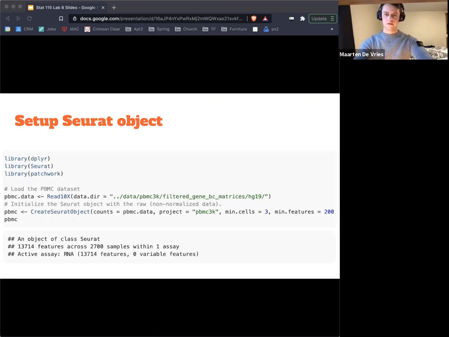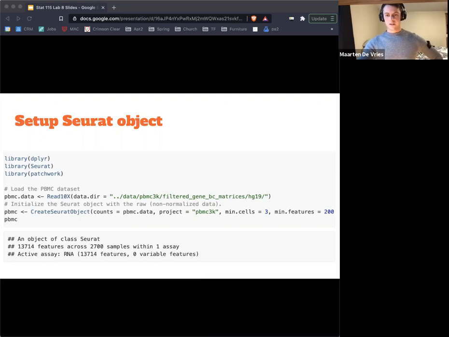Okay, so we'll be analyzing a data set of PBMCs, or peripheral blood mononuclear cells. This is available for free from 10x Genomics. There are 2,700 cells sequenced on the Illumina NextSeq. And let's start by reading in that data. So there's a function for that called Read10X.